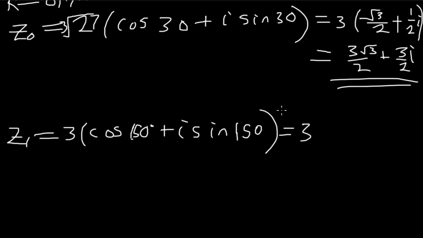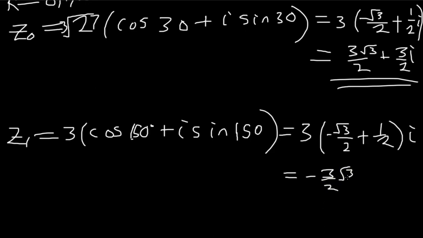Same applies to finding sine 150. Sine 150 can be found by adding 60 and 90 and replacing them in this equation. You find your answers to be: cos 150 will give you negative root 3 over 2, and then plus i times sine 150, you get 1 over 2. So this is going to give you 3 times that, you get negative 3 over 2 root 3, and then plus 3 over 2 i. So this is your Z1.